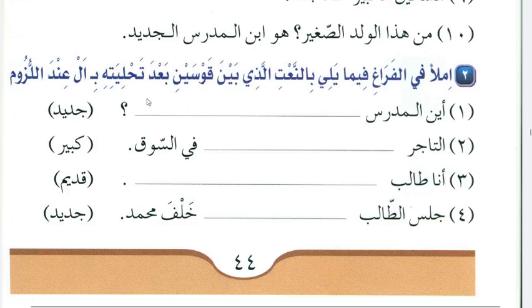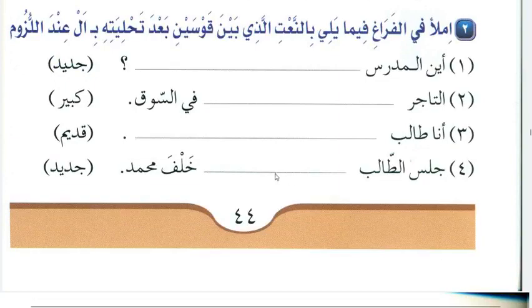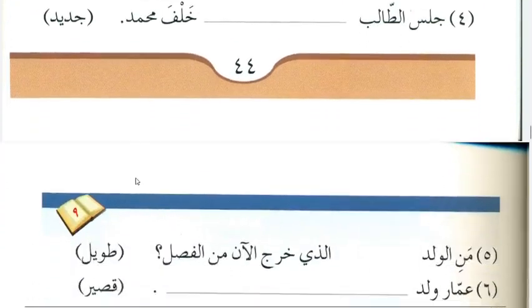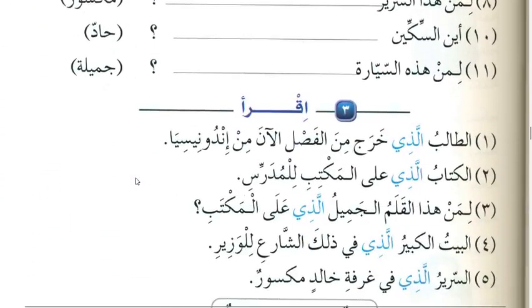Ain al mudarrisul jadid. So mudarris has al, so we must add al to jadid. At-tajirul kabiru fi souq. Again we have added al because manut has al here, so we need to add al to nat as well. Ana talibun qadimun. Here you see manut does not have alif lam, so we did not add any al to qadim. Jalasat talibul jadidu khalfa muhammad. In this way you will fill these blanks.